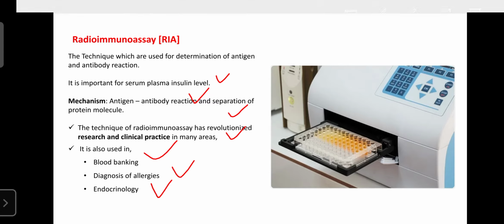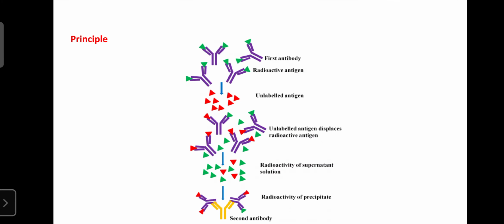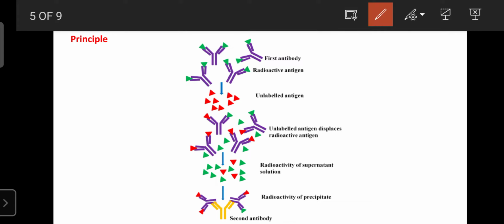Okay, next, regarding the principle, here in the image you can see it clearly. They administer the radioactive antigen and antibody. They administer the antibodies, which are labeled with the antigens. So this is known as the labeled antibody, and it contains the antigens, which are radioactive antigens. You can note that down.